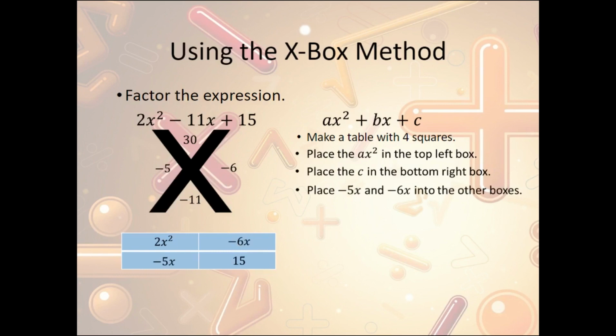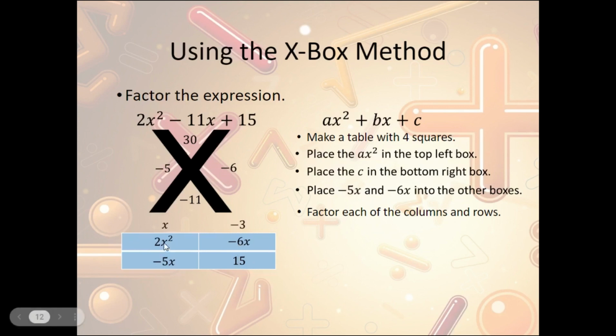So there we go. Now we just need to figure out what the common factors are. So we'll start here. 2x squared and negative 5x. Well, the only thing we have in common there is x. And then we have negative 6 and 15. Well, they have a 3 in common.